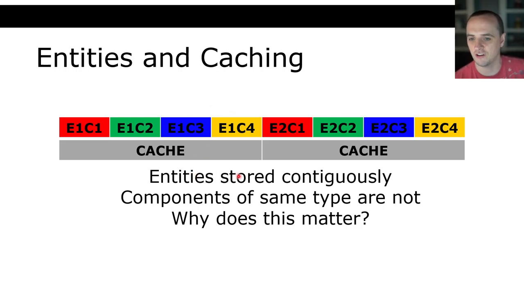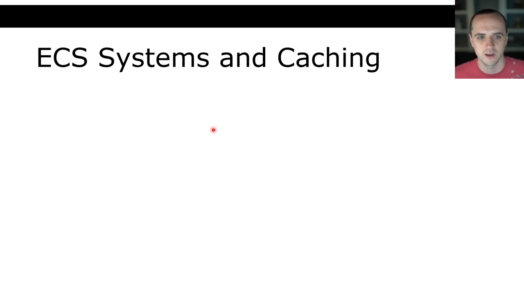Our entities are stored contiguously, right? So in one cache line, we're going to have like a full entity. So we're going to have like component 1 contiguous with component 2, contiguous with component 3, contiguous with component 4. It sounds ideal. But is this what we want? Again, why would this matter if entities are contiguous? All right, let's just have a look forward.